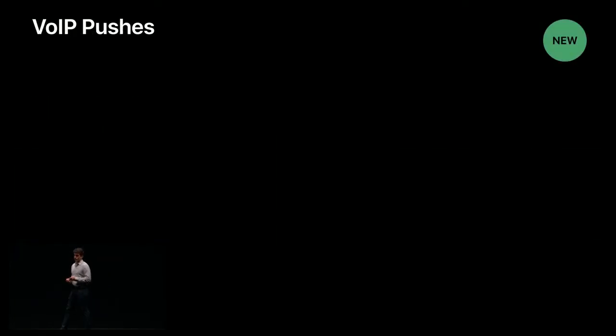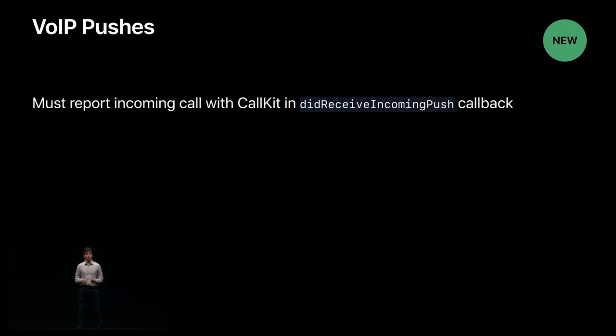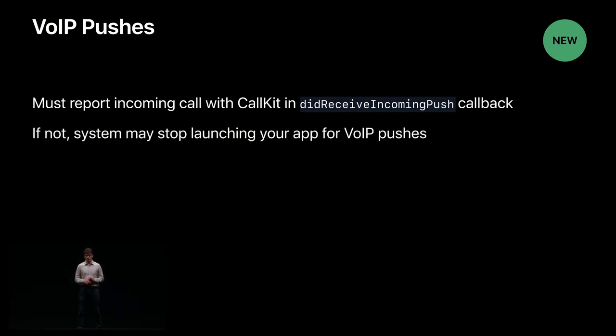And new this year, it's very important that you know that you must report incoming calls with CallKit in the didReceiveIncomingPush callback, or your app will be terminated. And if you repeatedly fail to report an incoming call, the system may stop launching your app for VoIP pushes altogether.